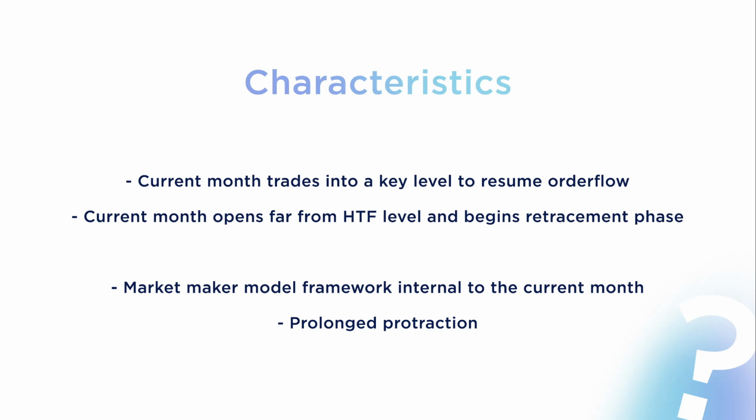Now, the market maker framework that we use for this profile is going to be internal to the current month. What do I mean by this? So, the original consolidation that we will reference in a market maker buy model, for example, for this month, will be created within this month. Okay, so the beginning of the month would usually create that original consolidation, trade lower, and then later on in the month, we trade towards that level of original consolidation and take it out. And this is different to the classic expansion, right? We have a prolonged protraction, okay? A deeper level of manipulation.